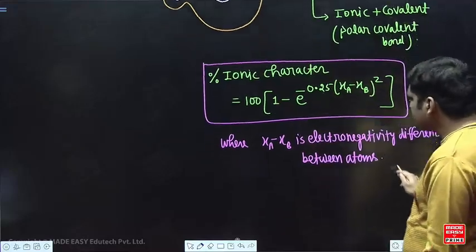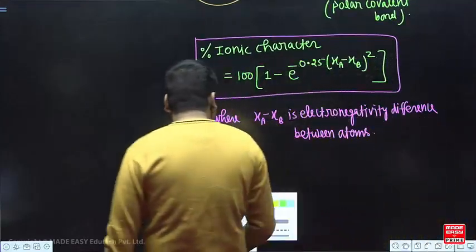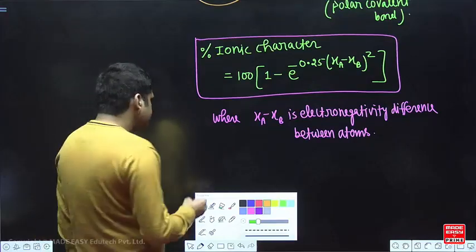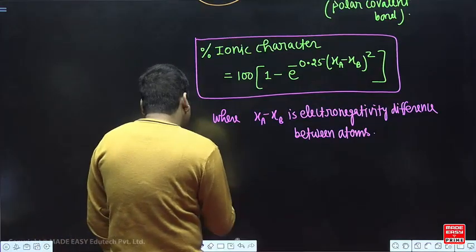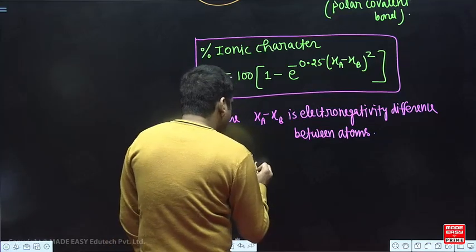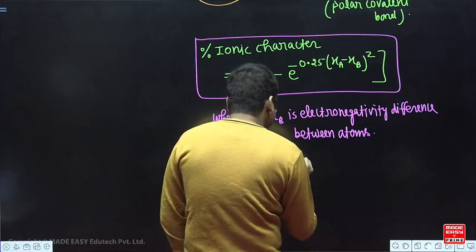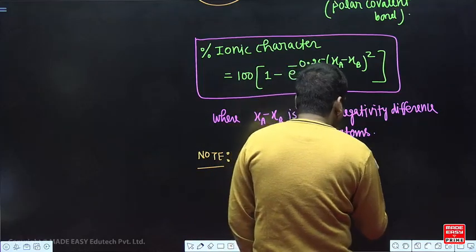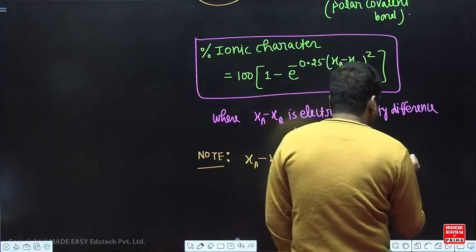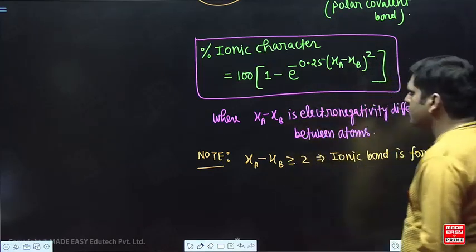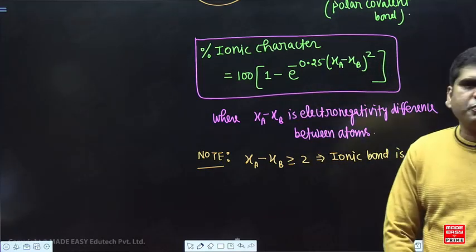So such bonds which are having ionic as well as covalent both character, they are known as polar covalent bonds. Here you see, if xa minus xb is greater than or equal to 2, ionic bond is formed. यदि electronegativity का difference 2 से बड़ा हो गया, then ionic bond would be formed.